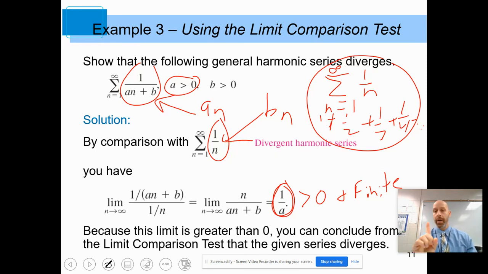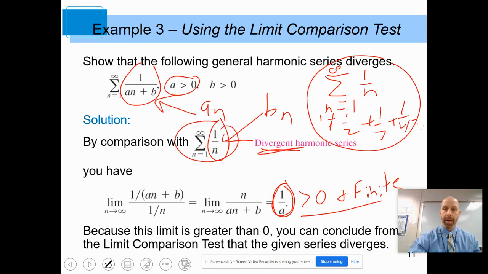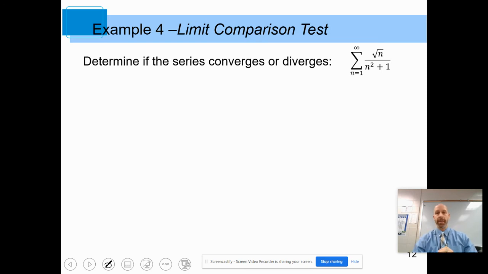So that is the other thing I need to mention here. Since this is true, and since we knew this diverges, that was important, then we conclude that it diverges by the limit comparison test. All right, last example. Let's do one more here.